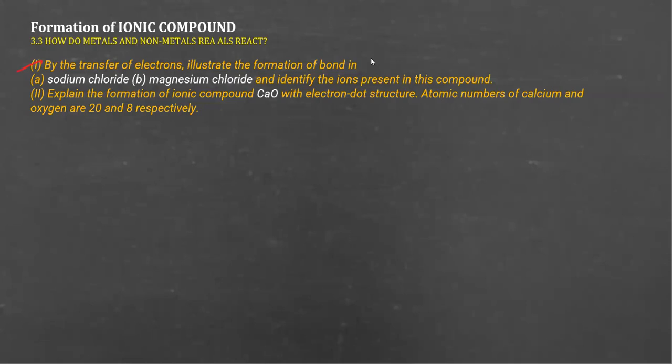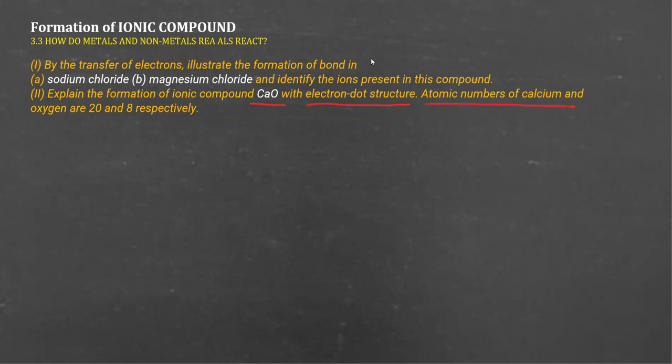By the transfer of electrons, you have to illustrate the formation of sodium chloride and magnesium chloride. Also, you have to identify the ions present in them. In the next part, I have taken another question. You have to explain the formation of an ionic compound. The other way of asking this kind of question is to show the formation of an ionic compound, could be calcium oxide, sodium chloride, magnesium oxide, by electron-dot structure. Same question, the other way of asking.